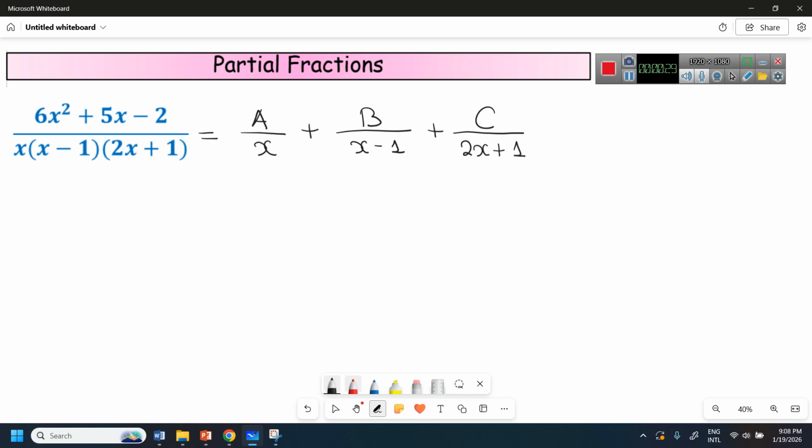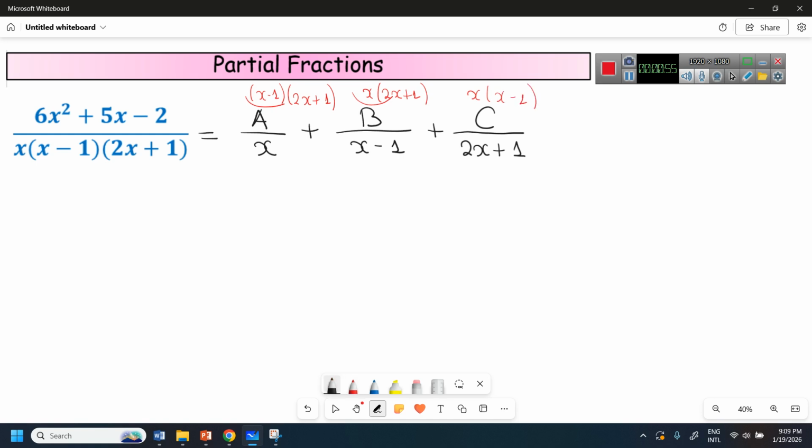So now we need a common denominator. We are going to multiply the first fraction by x minus 1 and 2x plus 1. We're going to multiply the second fraction by x and 2x plus 1, and the third one by x and x minus 1.